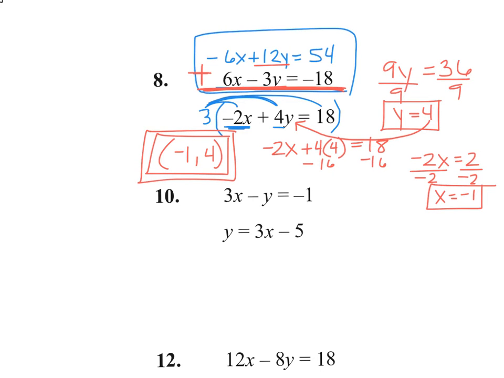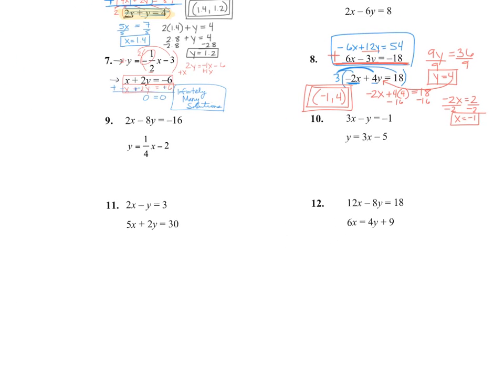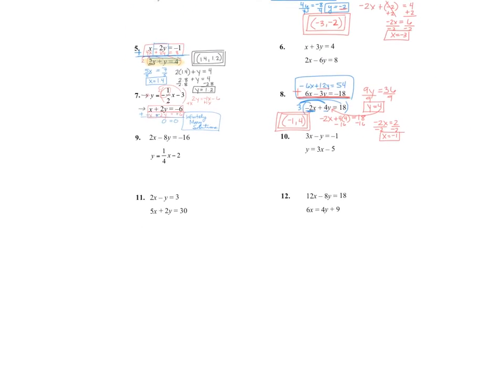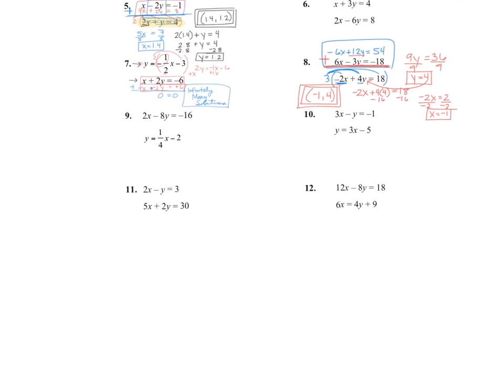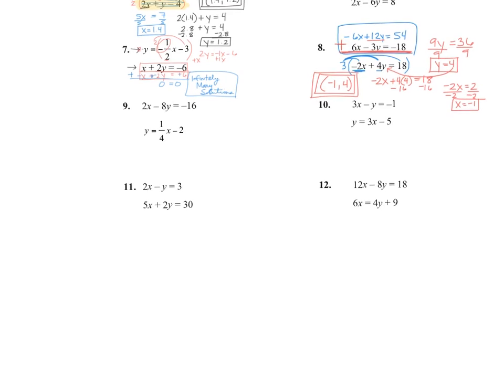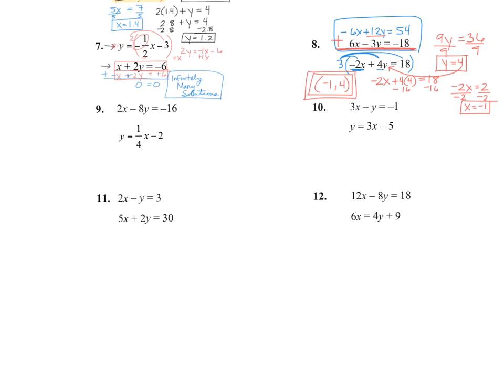Okay. All right, let's just do one more like this. So again, we want to put it into standard form. So we're going to subtract the 3x. So if I go negative 3x plus y equals negative 5, I'm going to use that equation instead of this one.